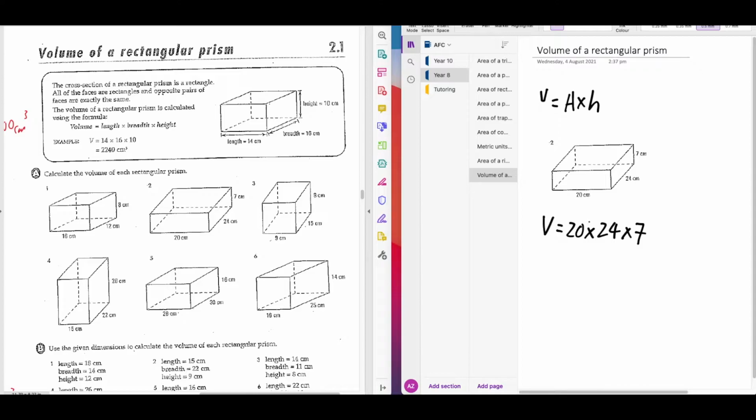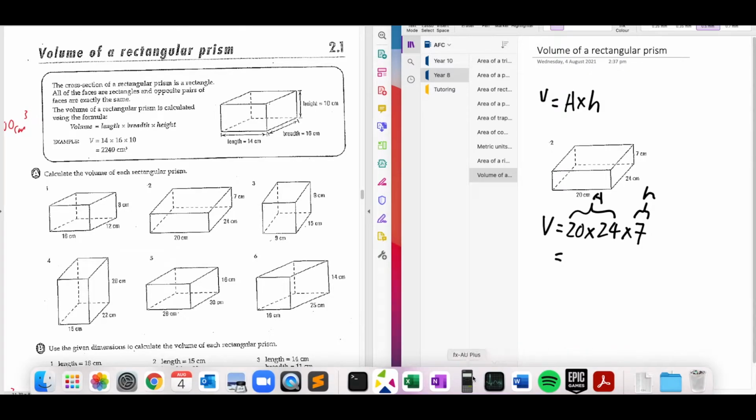And just to make reference to the previous lessons, this part is actually the area. It's the area of the base, right? 20 times 24. And as you already know, this is the H, right? So how do you work this out? Well, you can use your calculator. So that's what I'm going to do.